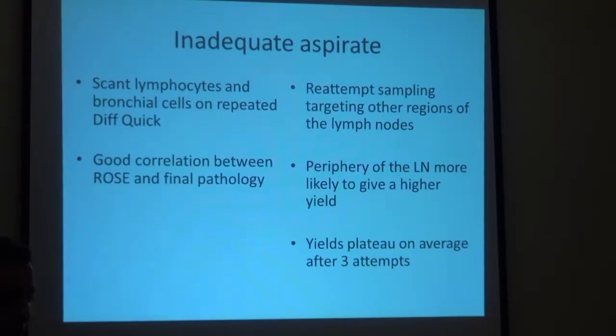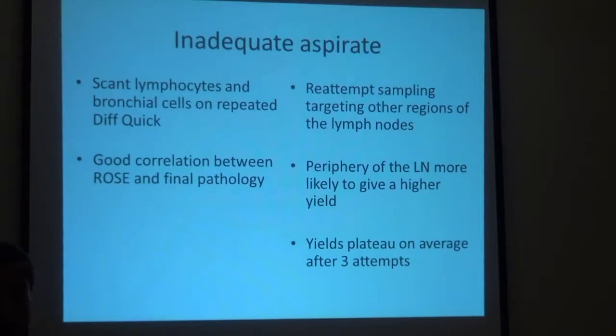It's very important to know that you're more likely to get a good specimen at the periphery of the lymph node. Everybody always tries to get the center of the lymph node, but the center will tend to be fatty if it's benign, and if it's malignant, then you may have necrosis. So you have to try to avoid the center. If it's shallow, it's actually good.